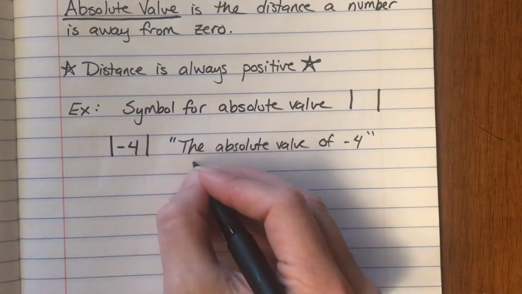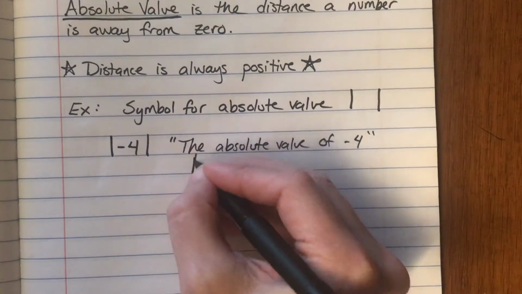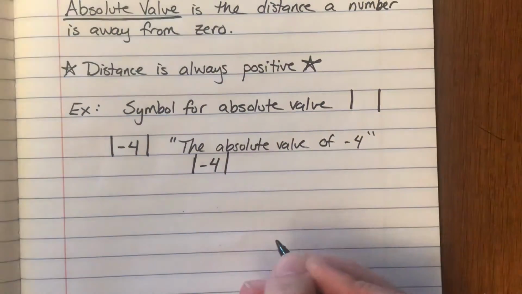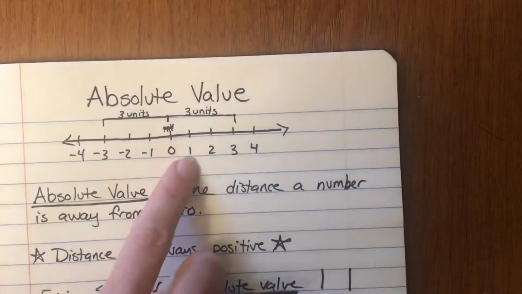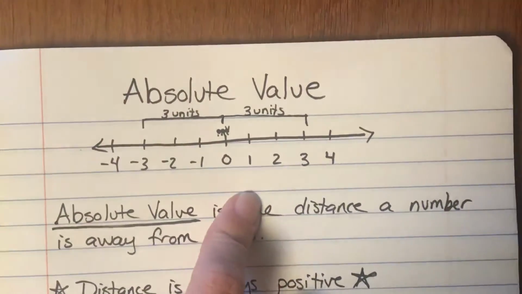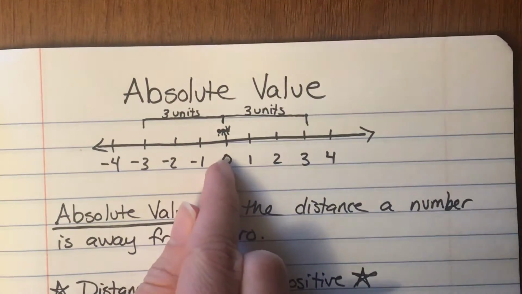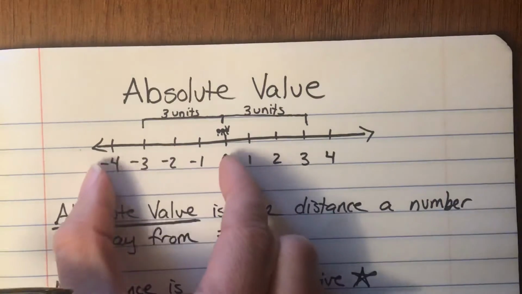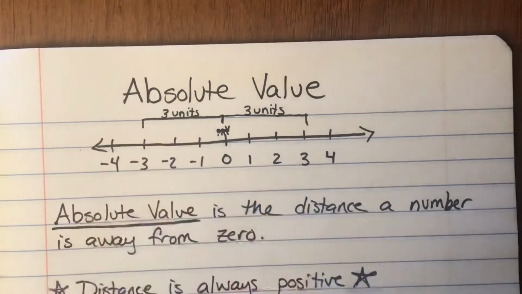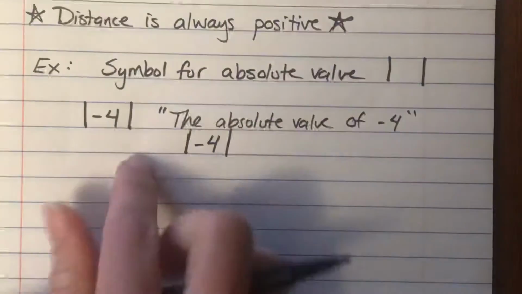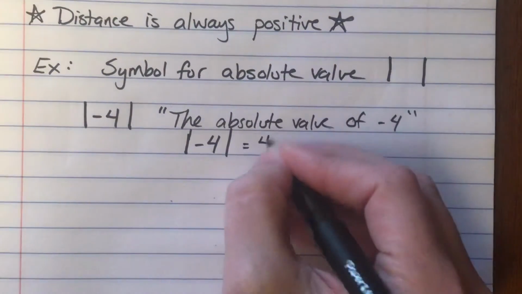So if I'm working the problem out, if I see these really tall bars and I see -4 inside of them, I read that as, what's the absolute value of -4? Well, let's look on the number line. If you think about being at 0 and walking to -4, what's the distance that you have walked? 1, 2, 3, it's 4 units, right? And so the absolute value of -4 would be 4.